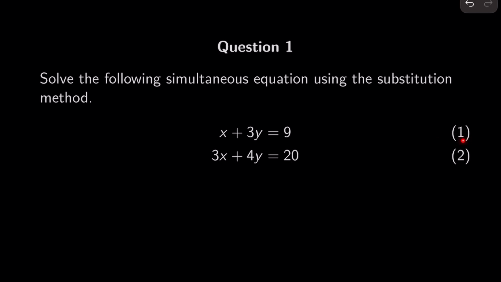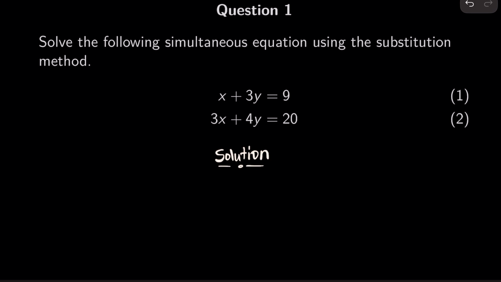So here we have equation 1 giving us x plus 3y is equal to 9, and equation 2 is giving us 3x plus 4y is equal to 20. Here we are going to substitute one equation into the other, and then we solve the resulting equation. Solution. Here we have to substitute one equation into the other.